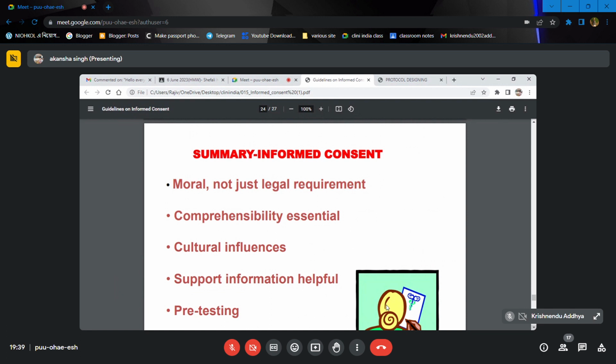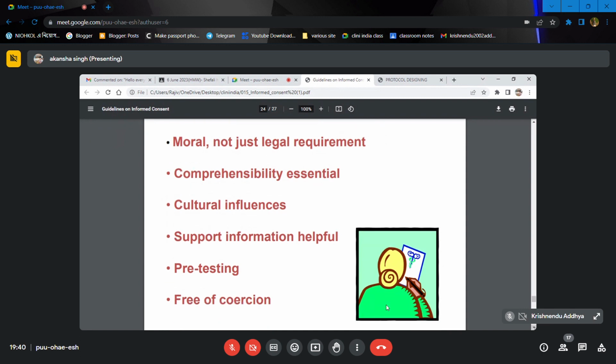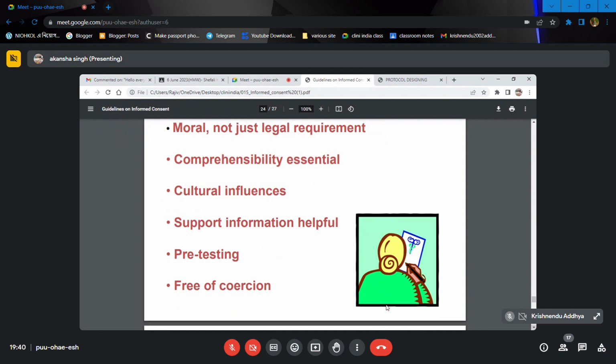So cultural influences can also be there, but such influences should not unduly affect the decision. We have to give them time to think. Supporting information is always helpful, so we take the patient information sheet and take the data from there. Pre-testing is allowed. When we involve the subject for the trial, we have to do some testing, and only then will we be able to identify inclusion and exclusion criteria.